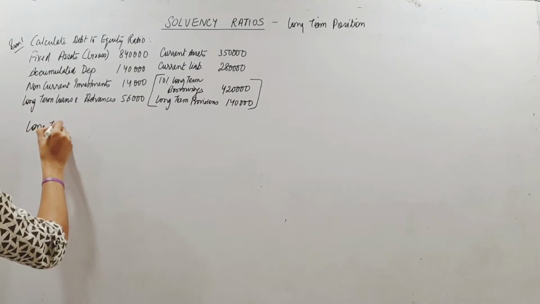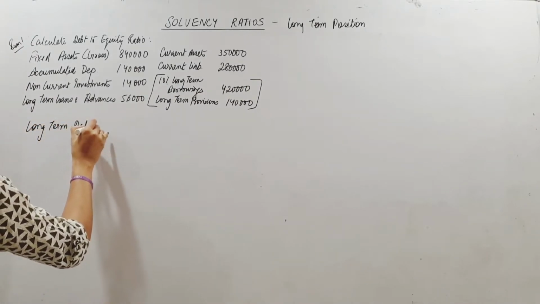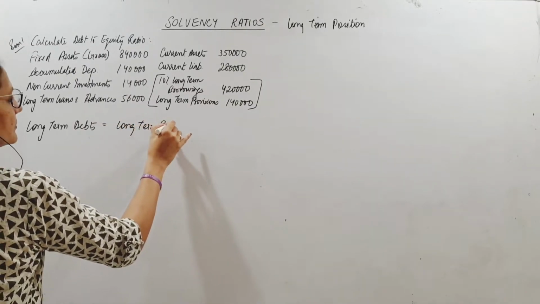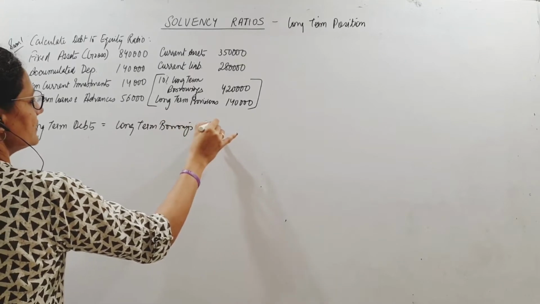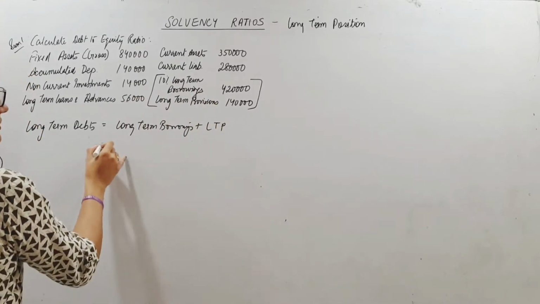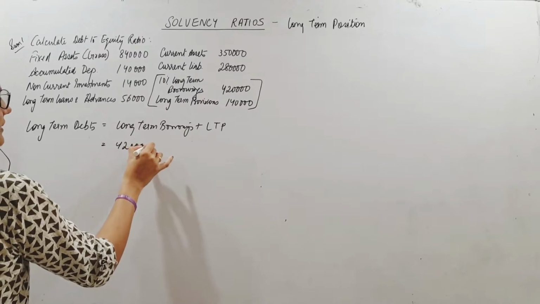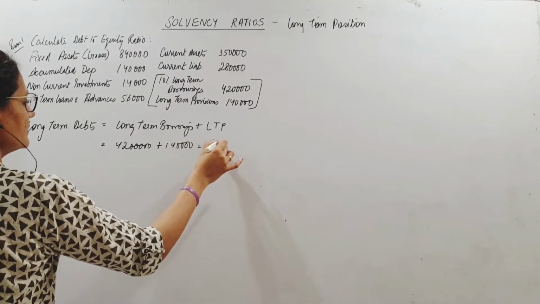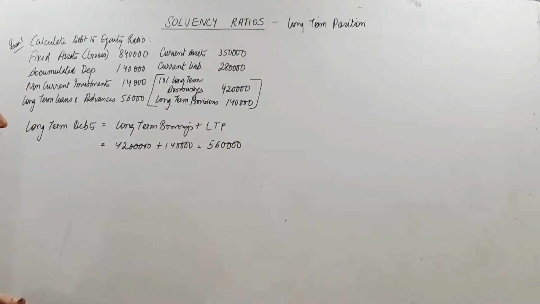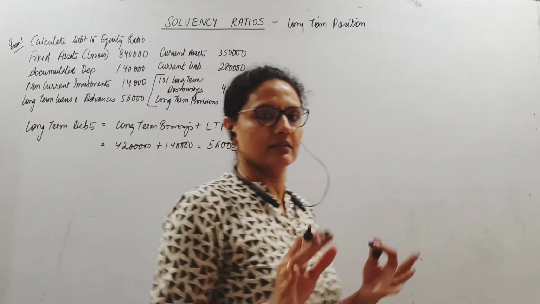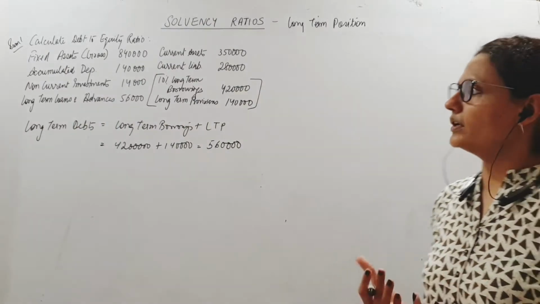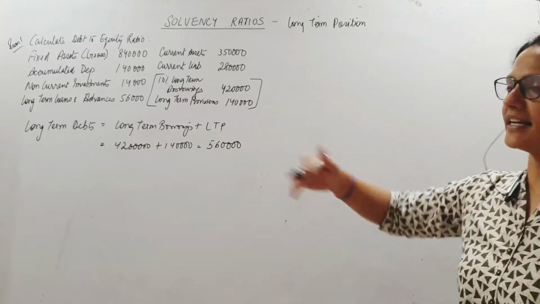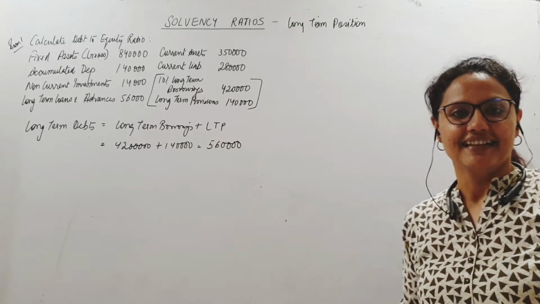So my debts, long-term debts, is equal to long-term borrowing plus long-term provision. So 4,20,000 plus 1,40,000 comes to 5,60,000. Check. So my debt, I have got my numerator. How do I get my denominator? Where do I bring equity from? You talk about assets, liabilities, current liabilities.